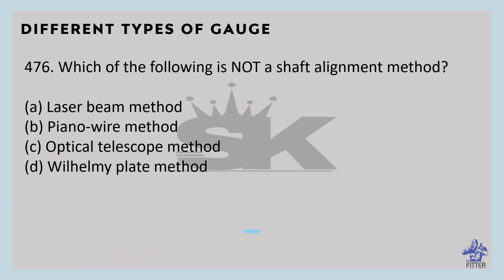Which of the following is not a shaft alignment method? That is the Wilmy plate method. So the remaining three are shaft alignment methods. Those are the laser beam method, piano wire method, and optical telescope method, which are the shaft alignment methods.